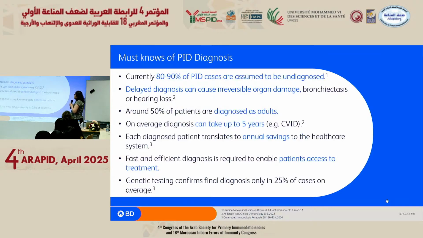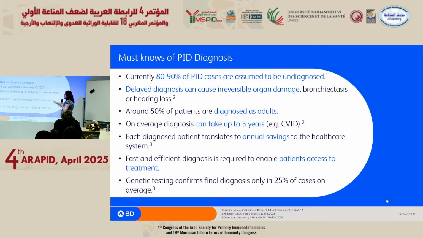So what are the must-knowns of PID diagnosis now? Currently around 80 to 90% of the PID cases are assumed to be undiagnosed. The delayed diagnosis can cause severe health problems. And around 50% of the patients are diagnosed as adults. This is worldwide. There are publications about this. So there's some lack of awareness regarding this and regarding diagnosis. On average, the diagnosis after the first symptoms can take up to 5 years, and there are some publications that say that it can take up to 9 years.